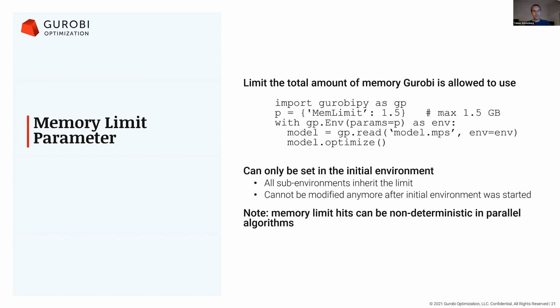Okay, just one note: if you set the memory limit parameter, then the abort due to that memory limit can be non-deterministic in parallel algorithms, just like the regular case when the operating system tells us that the job ran out of memory. This is, of course, also non-deterministic.